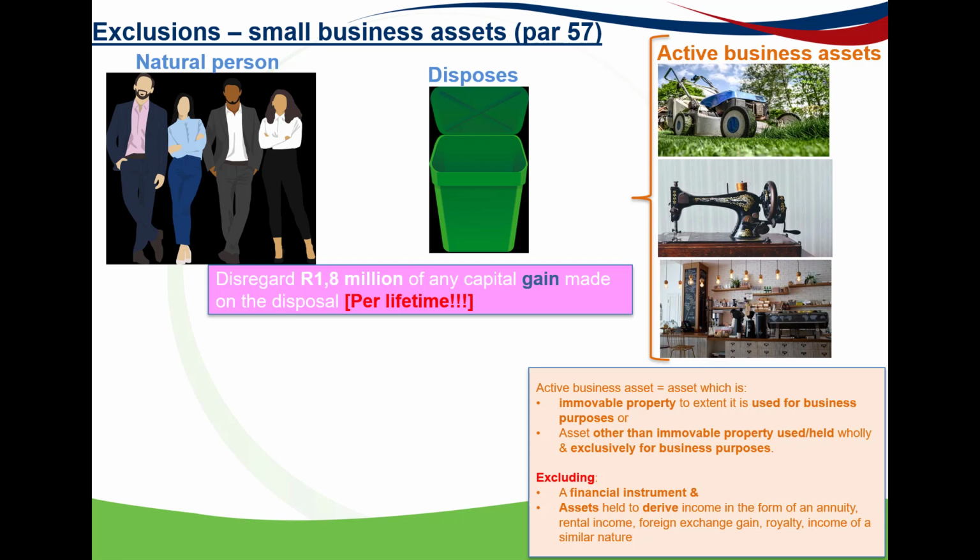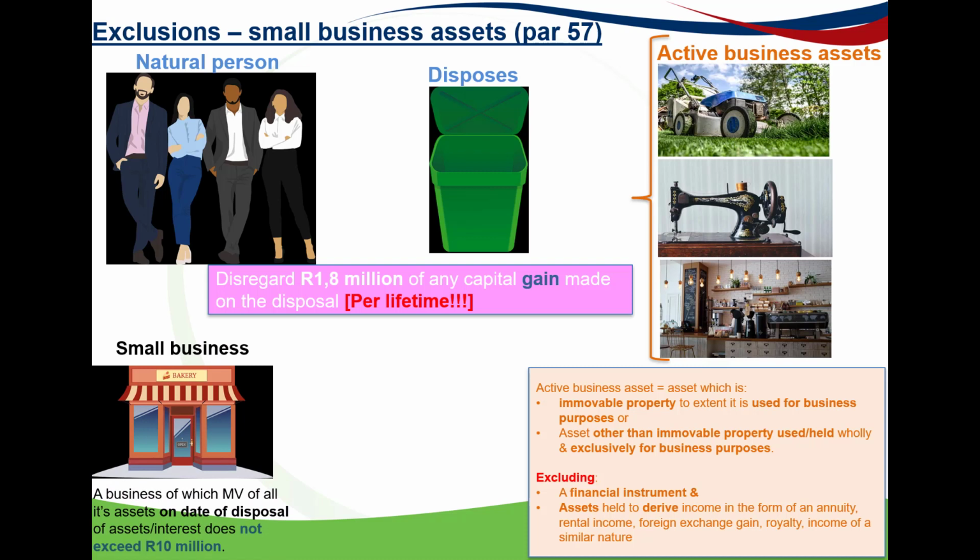There are certain assets that are excluded from being regarded as an active business asset, and those are a financial instrument and any asset used to derive income in the form of an annuity, rental income, foreign exchange gain, royalty, or any other income of a similar nature.